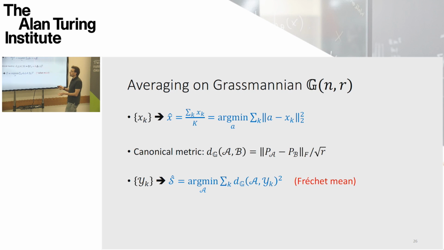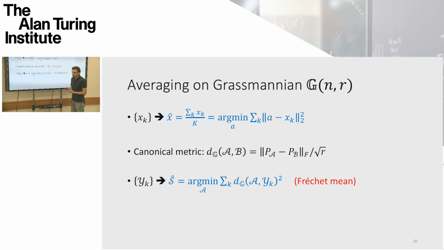If you have a bunch of numbers, xk's, then it's very easy to compute the average. But also, the average minimizes the sum of square distances to all the data points. So on a manifold, let's say on the Grassmannian, we can use the same idea. All we need is a metric. Let's say I'm going to use the canonical metric, where the distance between subspaces A and B is the norm of the difference of the projection operators onto those subspaces, which is just normalized or something.